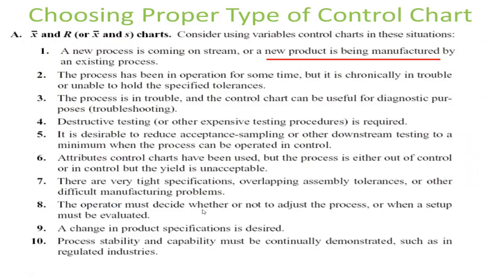Now, moving to the next point, that is how to select the proper type of control chart. First, the X bar and R chart. When a new product is being manufactured, in that process we use the X bar and R chart. When the process has been operating for some time, then we use the X bar R chart. These are the various points for which we prefer the X bar and R chart.